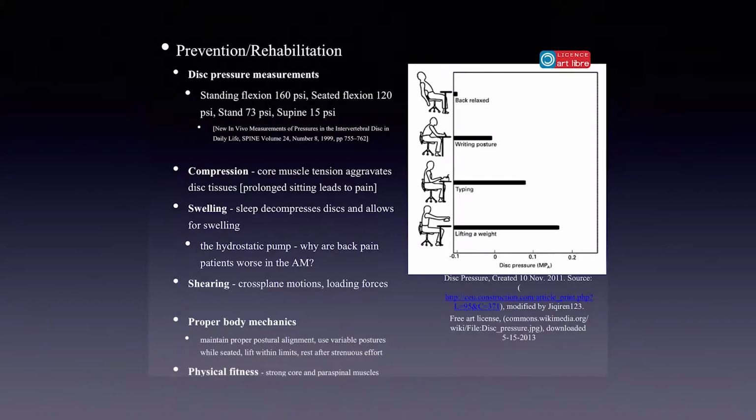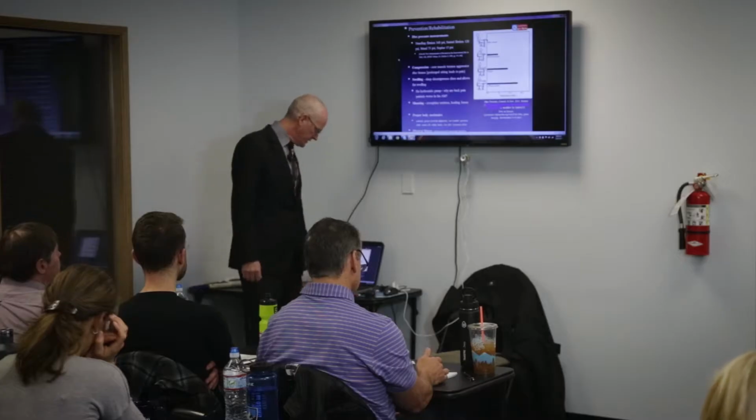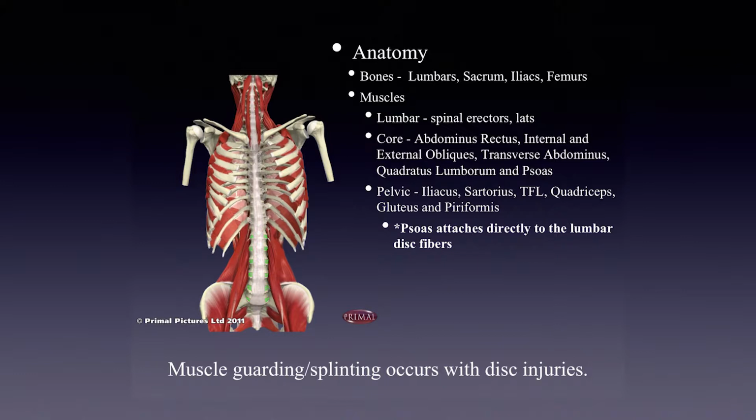And then obviously physical fitness, keeping them healthy, keeping them strong and flexible are things that are going to be preventative, and also some rehabilitative stuff we can do. On their anatomy, things we want to look at today, we're going to look at the bones specifically, the lumbars, the sacrum, iliacs, and the femurs are the main bones that are going to be our focus for this area.